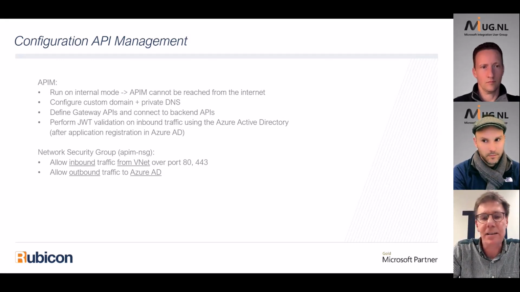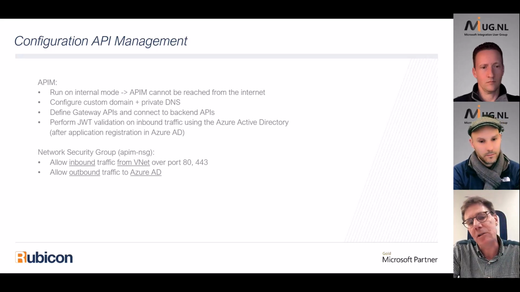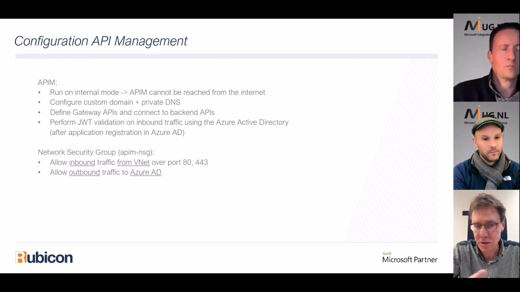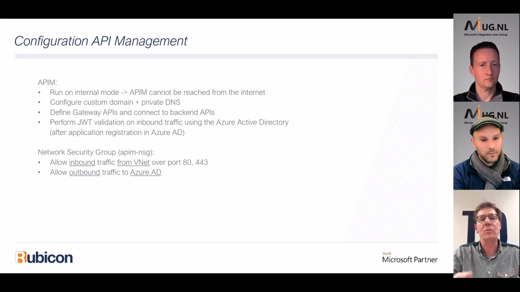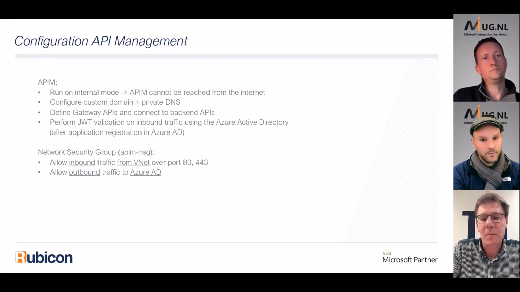Well, like I said, within the VNet you have two different subnets. And on the subnet level, you can define a network security group. And what I'm stating here, that you can allow inbound traffic from the VNet only, so not from the public internet. So it's shielded away from the public internet. And you also need outbound traffic to Azure Active Directory because you want to perform JSON Web Token validation. That's API management.